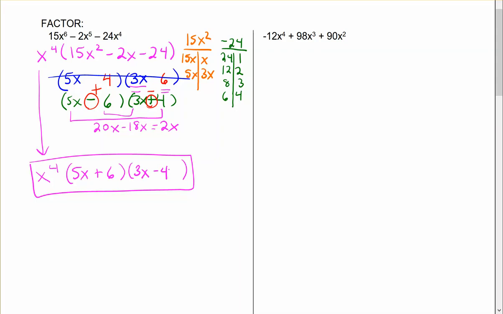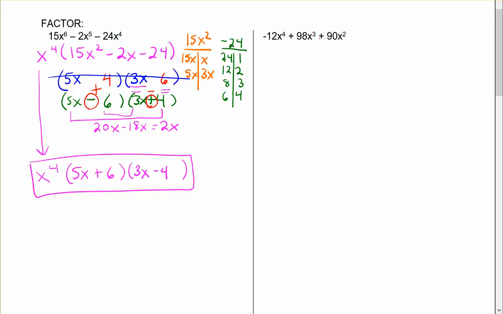We don't always get it that quickly. If that hadn't worked, my next choice would have been to move up to the 8 and 3, then the 12 and 2, and if none of those worked, then I would try the 15x and the x. Well, let's try our second one here, negative 12x to the 4th plus 98x cubed plus 90x squared.